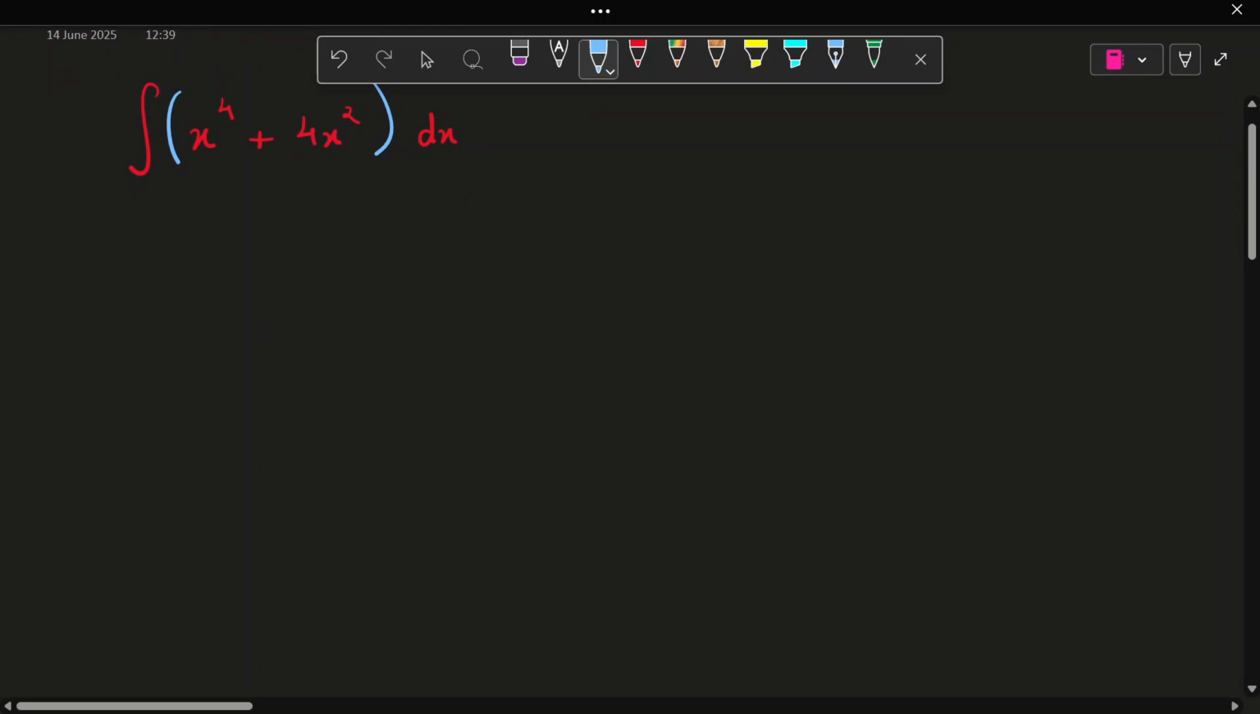Hey guys, so in this question we have been asked to integrate this function which is x to the power of 4 plus 4x squared.